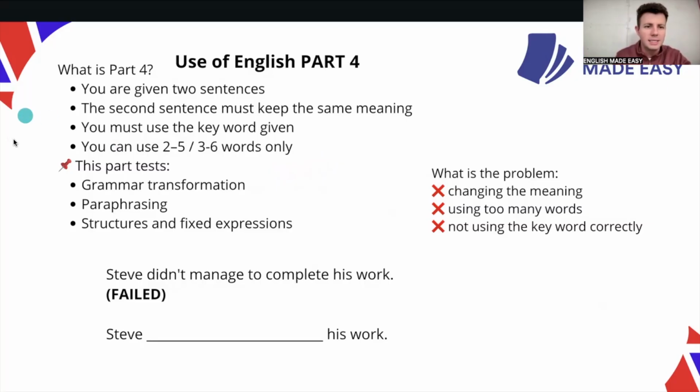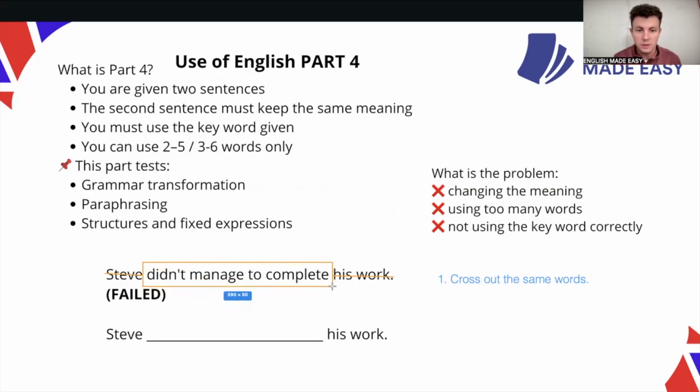Right, let me show you my tips for part 4. First tip here. I'll put the tips here. First tip. Number 1, cross out the same words. Same for B2 and C1, cross out the same words. Tachar, okay? The same words. Hay que tacharlo. So as you can see, let's do that here. Steve, okay, Steve. His work. Eso te da foco en qué hay que modificar. Okay, so nuestro foco es didn't manage to complete y tenemos que usar failed.